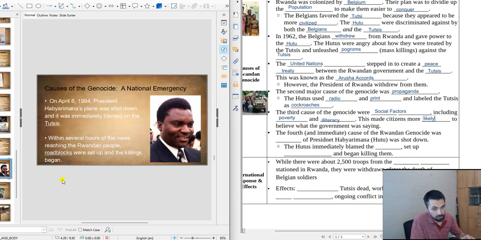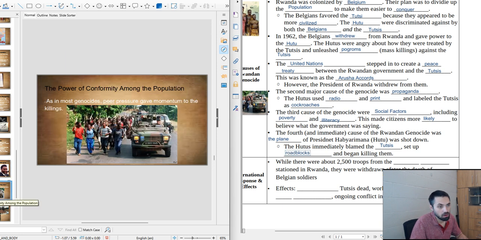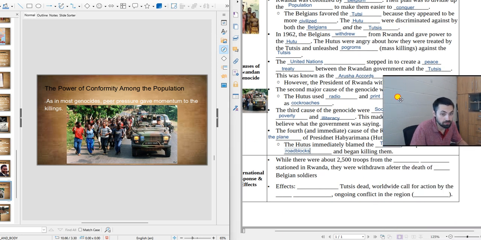And finally, the fourth and immediate cause of the Rwandan genocide was that the plane of President Habyarimana was shot down. The Hutus obviously immediately blamed the Tutsis, set up roadblocks and began killing them. So we see peer pressure, people getting on board, young men and even really young boys being involved in these killing squads that went out.